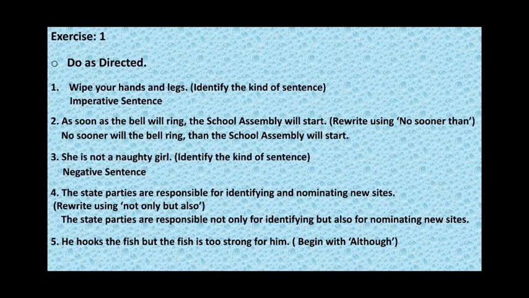Next, he hooks the fish, but the fish is too strong for him. So here we have to begin the sentence with although. So children, in this there will be many other words that can be given through which you can begin the sentence or end the sentence. So you can write it like this. That is, although he hooks a fish, the fish is too strong for him. That means even if that person has hooked the fish, the fish is too heavy and strong for him to pick it up.